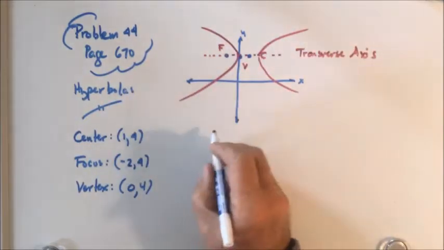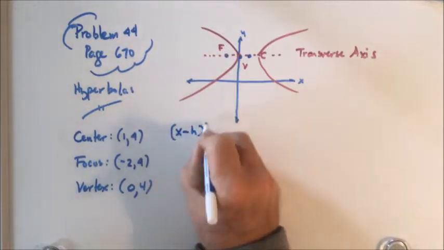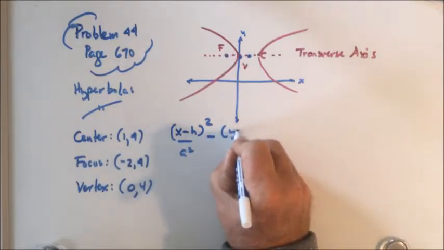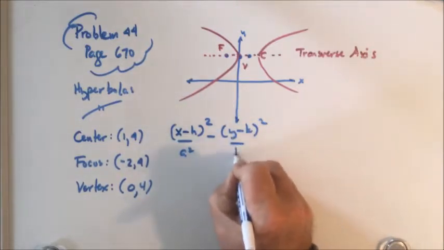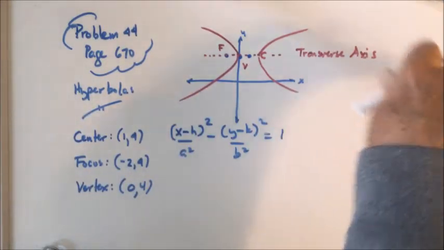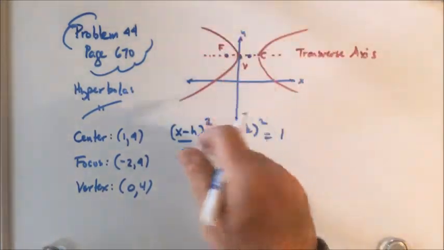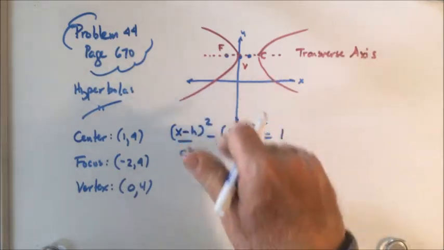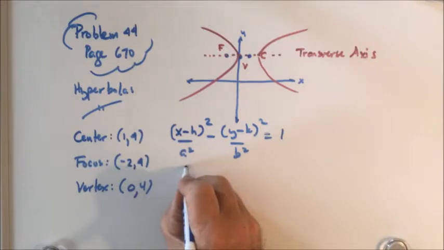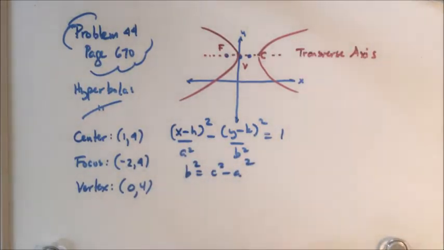Since these are horizontal, the equation is going to be of the form (x minus h) squared all over a squared minus (y minus k) squared all over b squared is equal to 1, because that's appropriate to a transverse axis that's parallel to the x-axis. If these two lobes were opening up, you'd have y squared over a squared minus x squared over b squared equal to 1. But that's not appropriate here. And in both cases, remember, b squared is equal to c squared minus a squared.